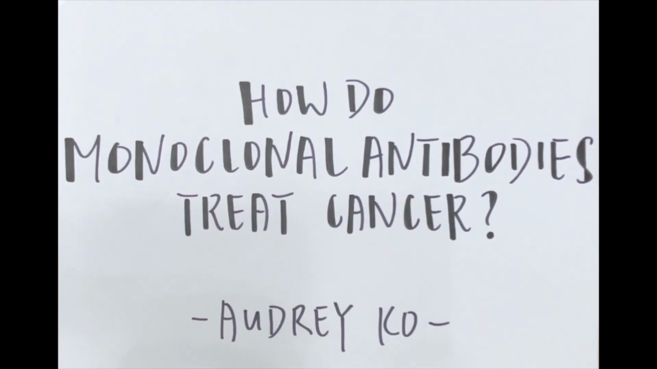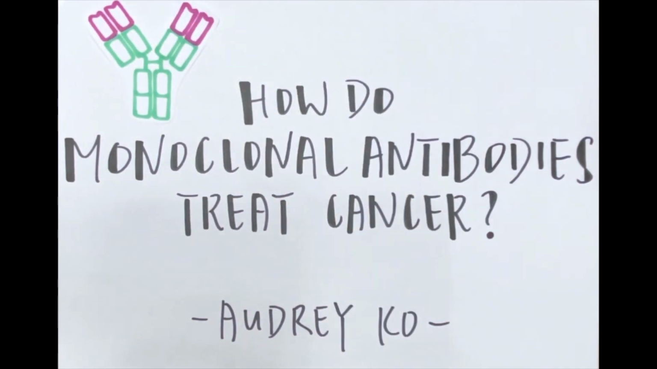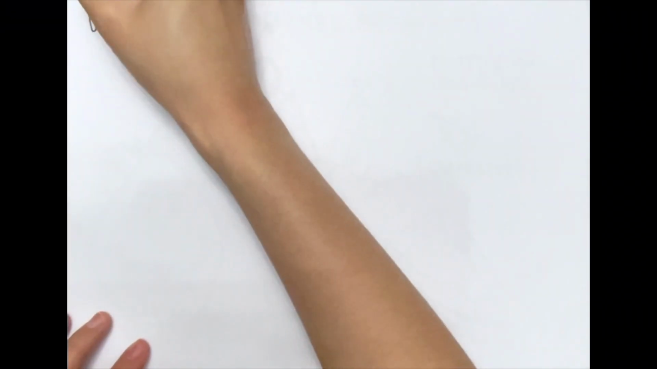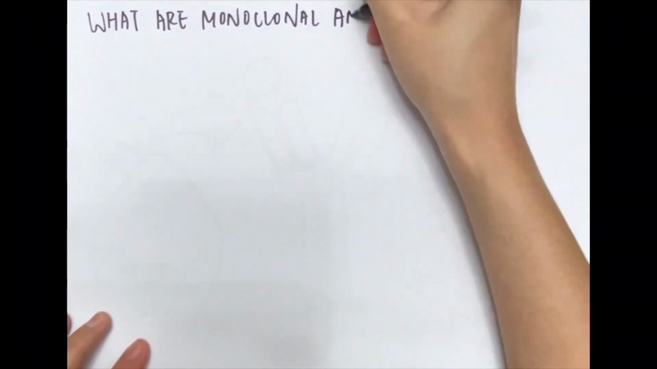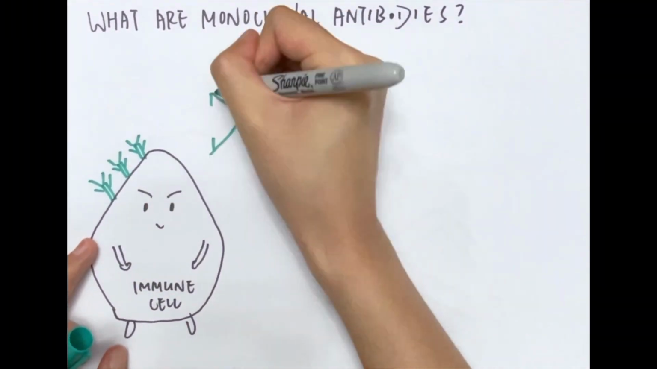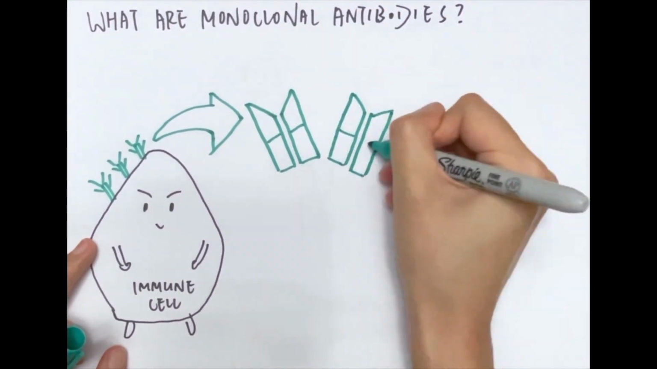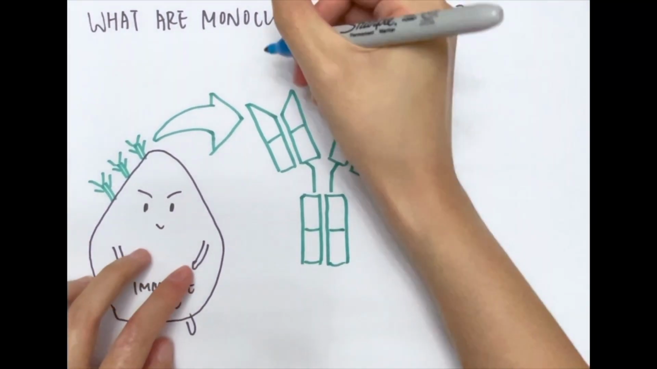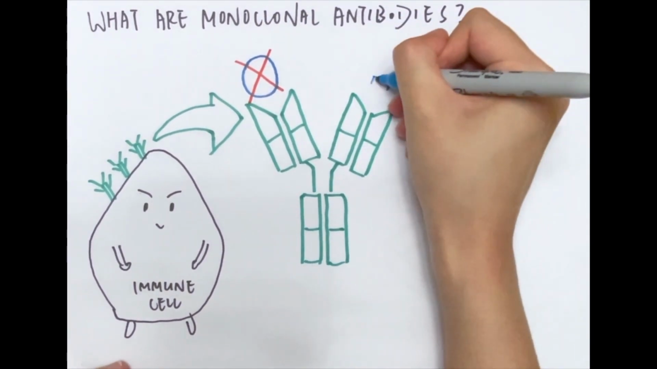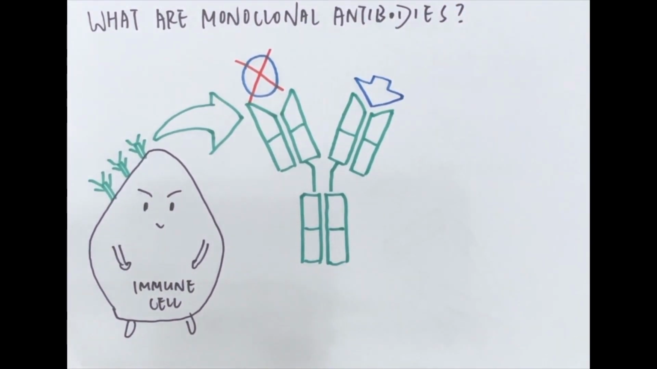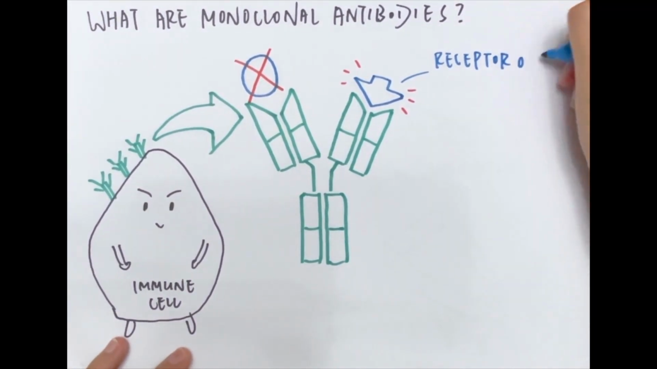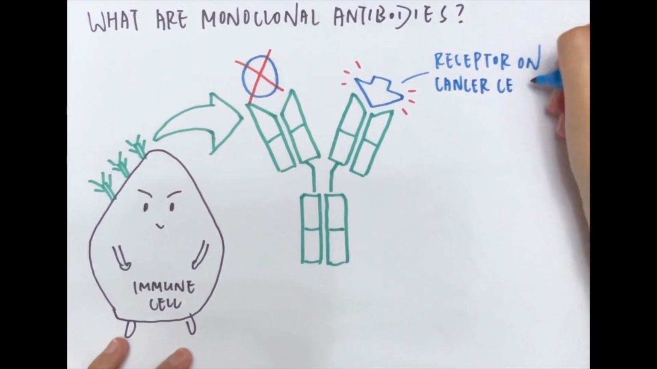In this video, I will talk about how monoclonal antibodies could be used to treat cancer. To start off, what are monoclonal antibodies? Antibodies are Y-shaped molecules produced by our immune system to fight off invading pathogens. They are very specific in action, meaning each antibody could only bind to one target. Researchers can design antibodies that specifically target a certain antigen, such as a receptor found on cancer cells.